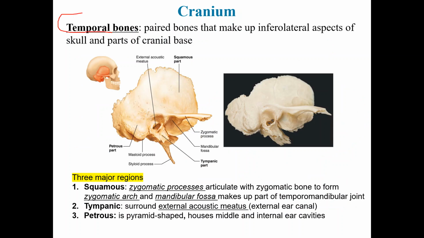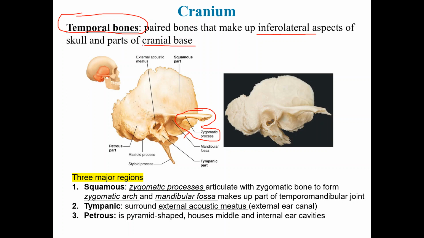All right, so the temporal bones are paired bones that make up the inferior lateral aspect of the skull and also part of the cranial base. The shape is very recognizable and has this very prominent zygomatic process. We just talked about it. Remember the arch that we talked about is partially formed by this process. Zygomatic process, because it connects to the zygomatic bone.